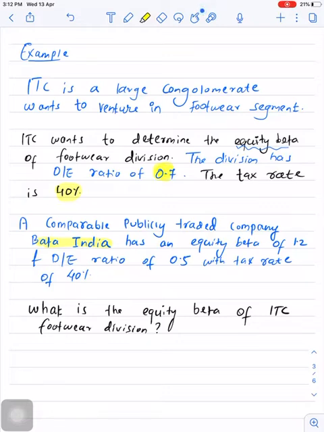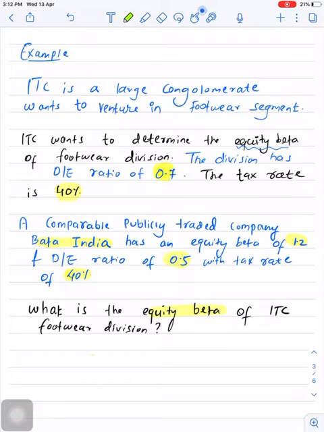So the comparable company data is given. Equity beta is 1.2. Debt equity ratio is 0.5. Now you can see the difference: both companies have different capital structures. ITC has a debt equity ratio of 0.7, whereas Bata has a debt equity ratio of 0.5. These different capital structures will have an impact on beta, so that's why we have to make the adjustment. And the tax rate, you can see, for Bata is 40%. We need to find out the equity beta of the ITC footwear division.